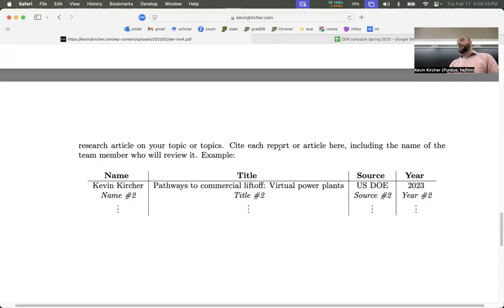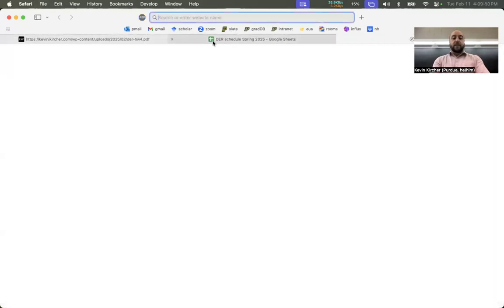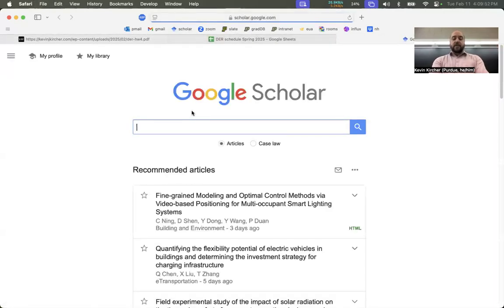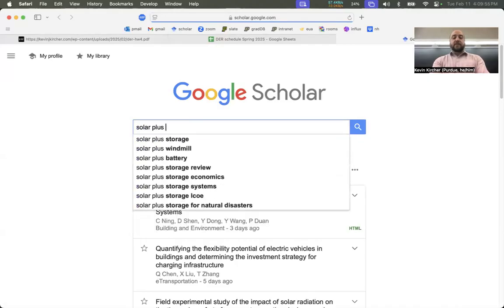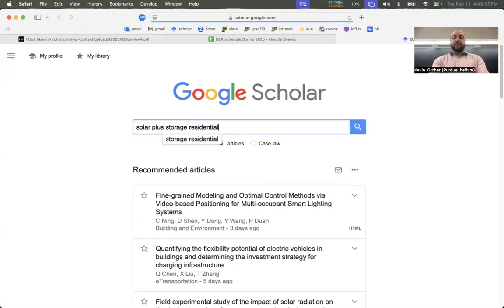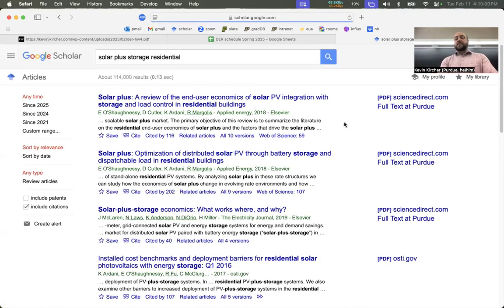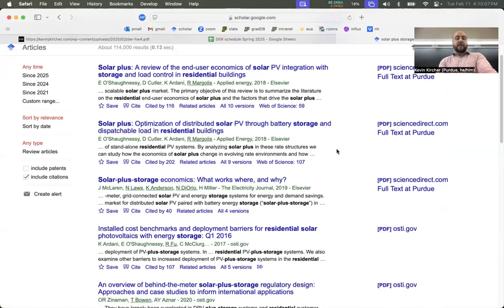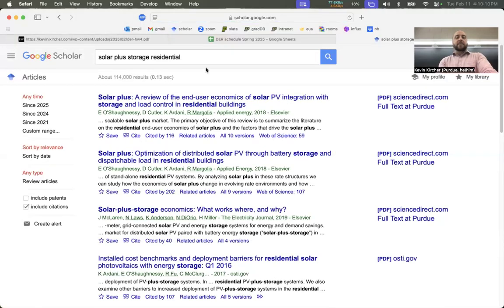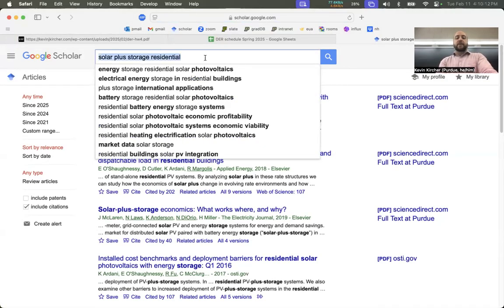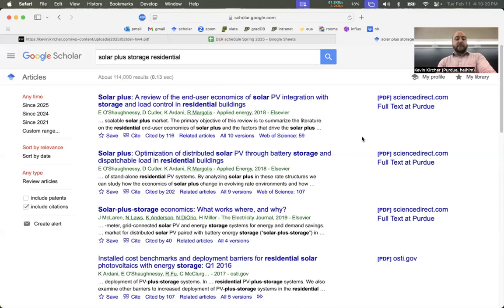And then there's a whole lot of academic work that you can find. So if you just pull up Google Scholar, for example, and you search solar plus storage residential, something like this, right? Suppose that's the topic you guys are excited about. You can find a functionally infinite list of papers that people have written on related topics. So you'll probably need to get more specific than this. You'll probably need to put in technoeconomics or something like that if you're interested in looking at the payback time of installing a system like this.